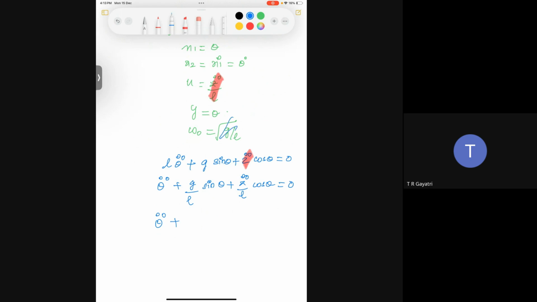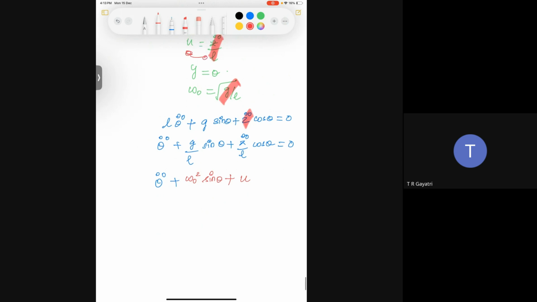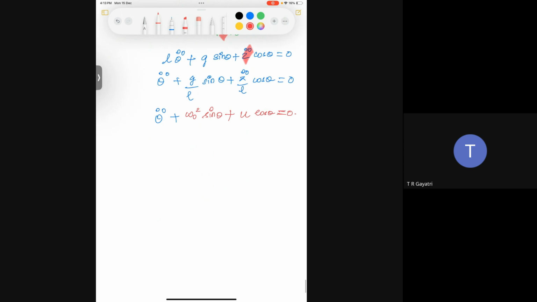root of g by L is omega naught. So g by L can be written as omega naught square into sine theta. It was given in the question. If it is not given, then we can straight away use the nth order differential equation by keeping g by L as it is. No need to convert it into omega square. Just because it was given in the question, we are doing it. Z double dot by L can be replaced using this u cos theta. Now it is more simplified than before.